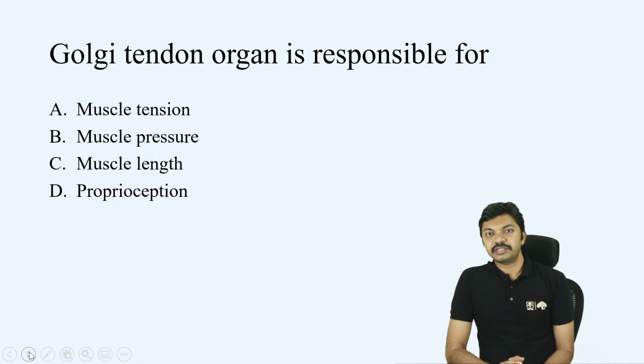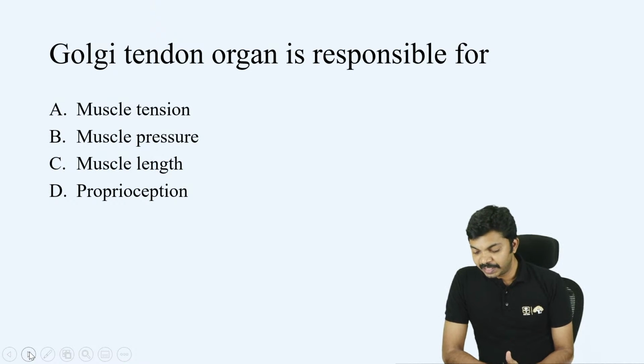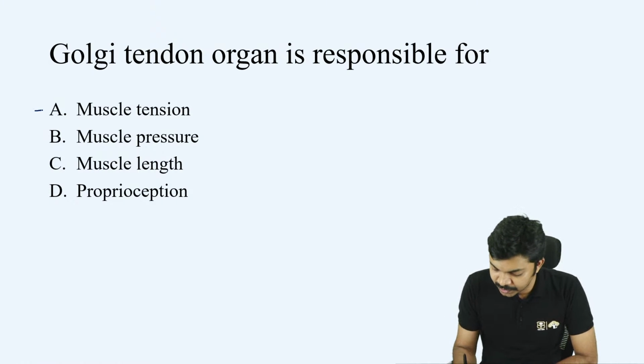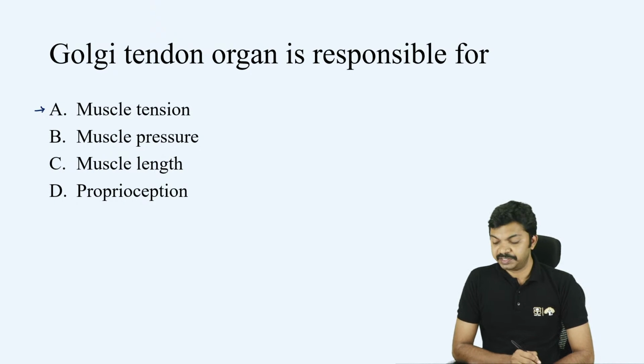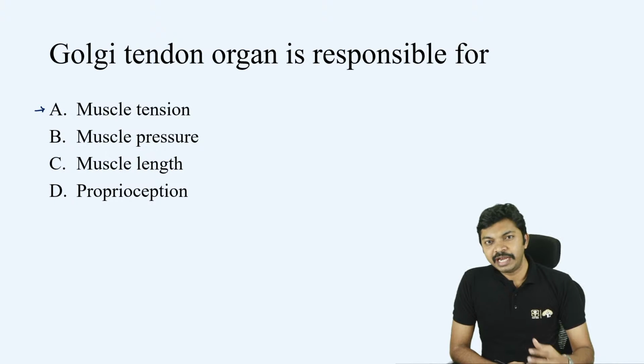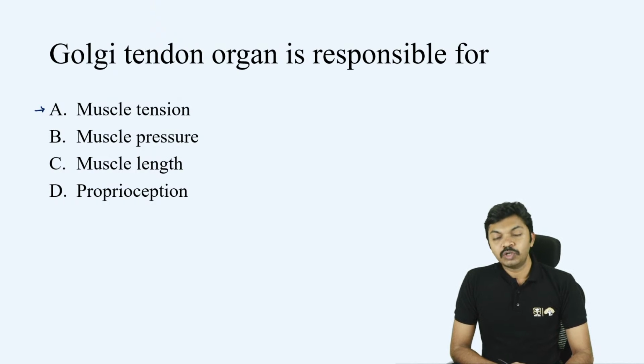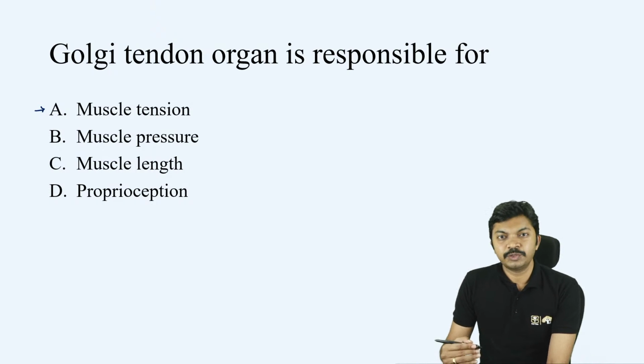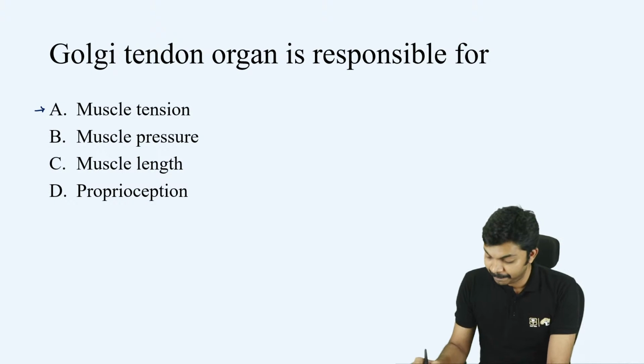Golgi tendon organ is responsible for. Simple question, guys. Options are muscle tension, pressure, length, proprioception. It's a very simple question. Right answer is option A, muscle tension. Now, the sensory receptors and the modality of sensation they sense and carry is again a very important question, people. Alright, you got to be very familiar with that. Let us get to see all the sensory receptors and the modalities of sensation they carry.